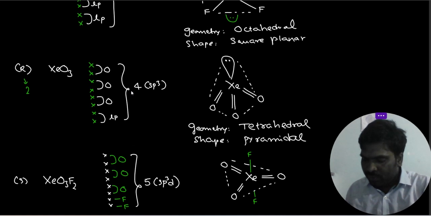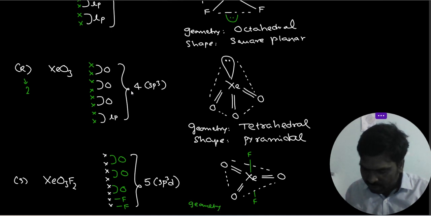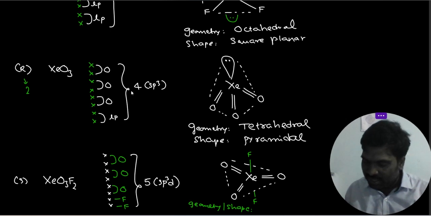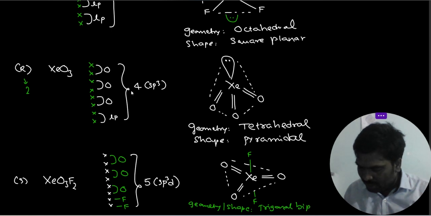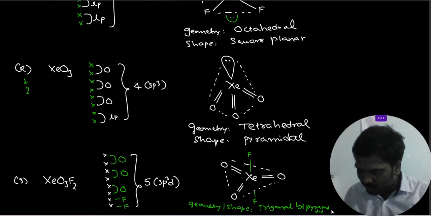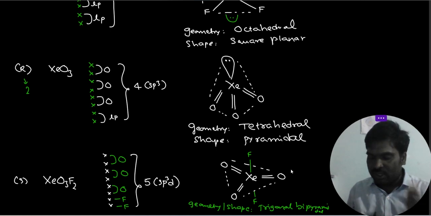Now on the central atom there are no lone pairs, purely 5 bond pairs. That's why geometry and shape are both the same. Understood? On the central atom no lone pairs, purely bond pairs around xenon. That's why geometry equals shape. That is trigonal bipyramidal. I hope everyone understood this one. Geometry is equal to shape here, with zero lone pairs.